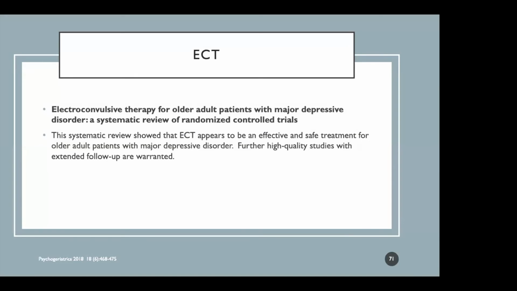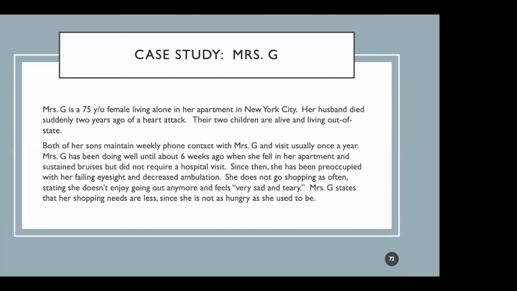So I have a quick case study, which I would like to read. Next slide. Mrs. G is a 75-year-old woman who lives alone in her apartment in New York City. Her husband died recently, suddenly. Her 2 children are alive and live out of state. Both of her sons maintain weekly phone contact with her and usually visit about once a year.